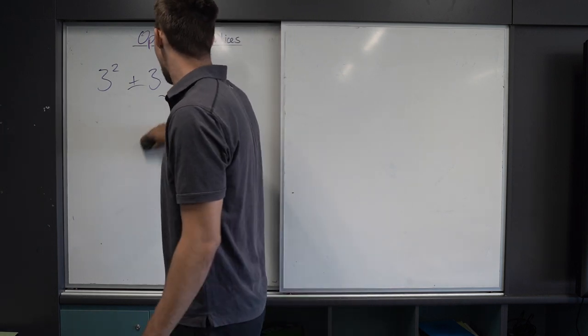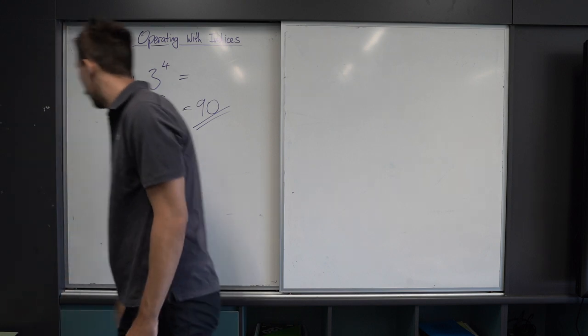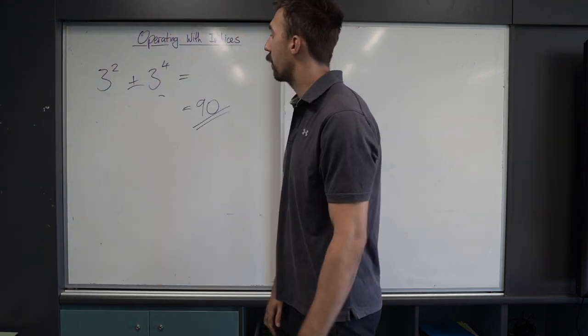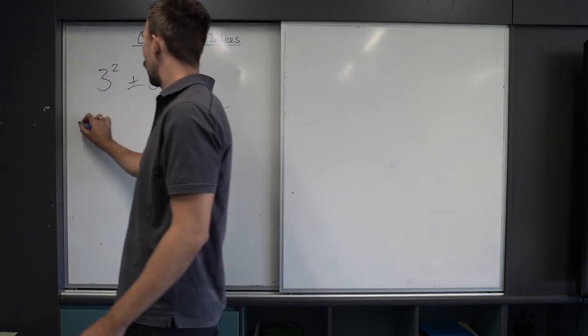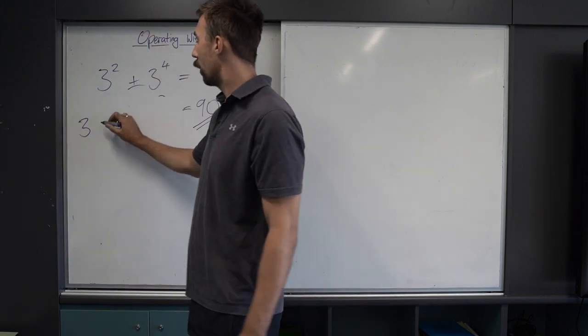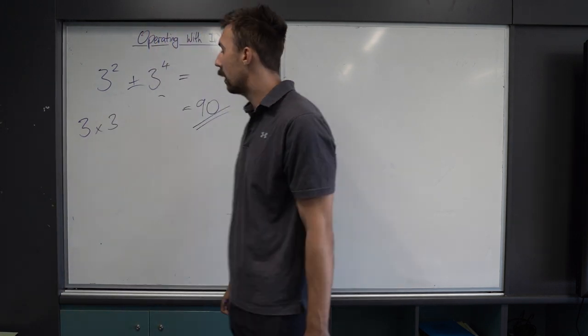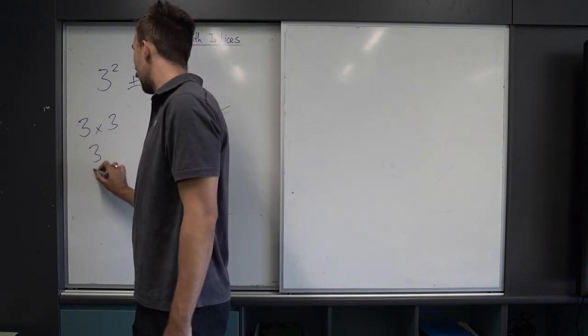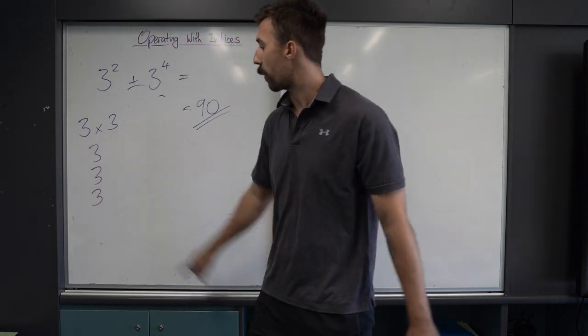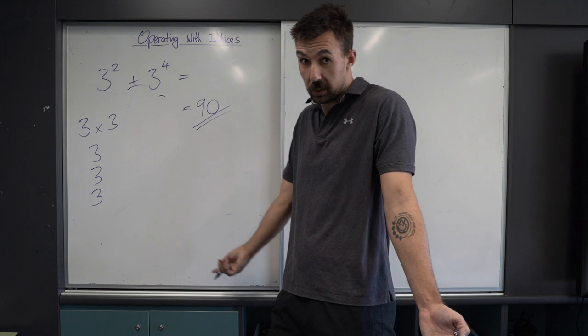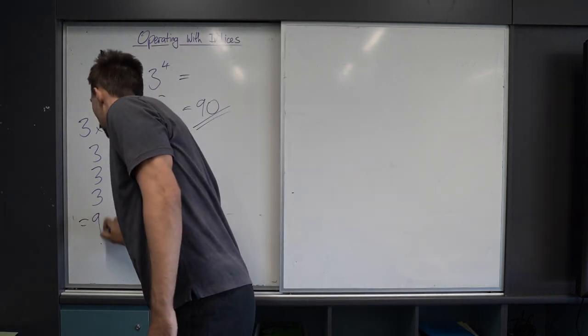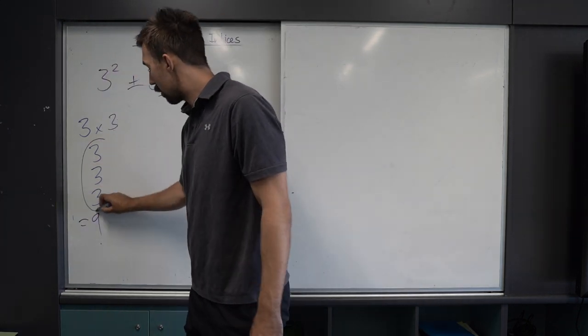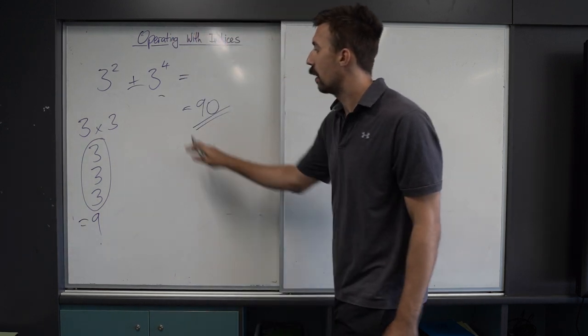How does that become 90? Well, 3 to the power of 2, which means 3 times 3, okay? Which means 3, 3, 3. There are 3 lots of 3, which equals 9, yeah? But let's just continue with these, okay? We've got 3 lots of them.